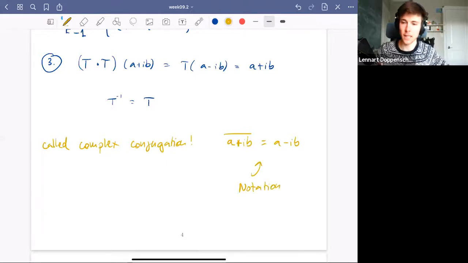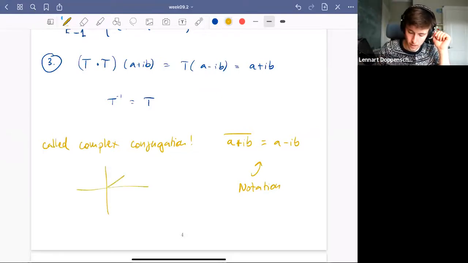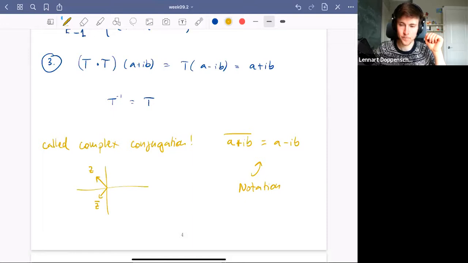So instead of writing T of a complex number, we just write the complex number and then put a bar over it. So this would look like this. If this is Z, then this would be Z bar. So taking the bar means mirror this across the line.